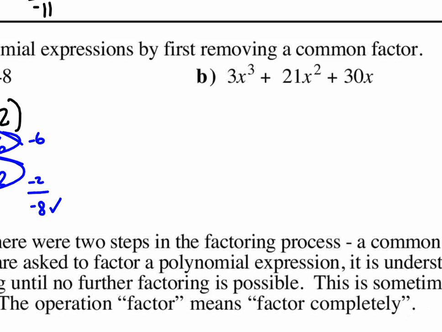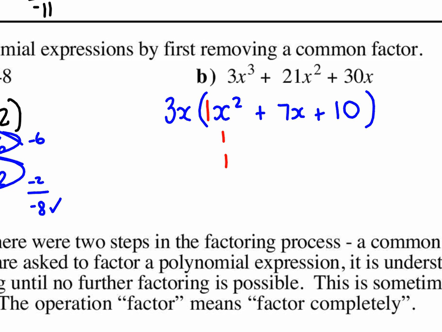Okay, what's the GCF of this? 3 and x. Divide each of these by 3x. Figure out what's left over. You should have had x squared plus 7x plus 10. So the coefficient of x squared is 1, and the only way to multiply to 1 is 1 and 1. For 10, we could do 1 and 10 or 2 and 5.